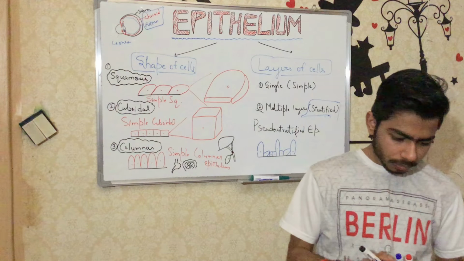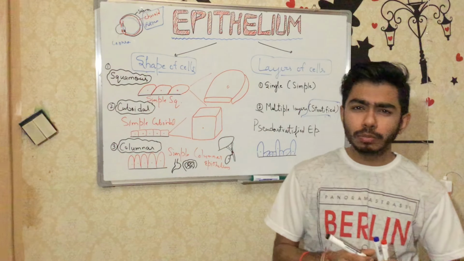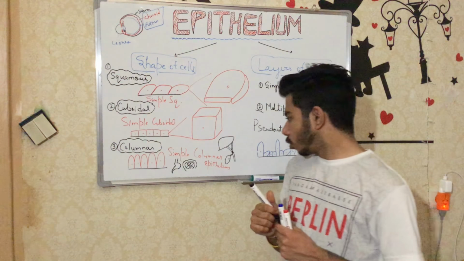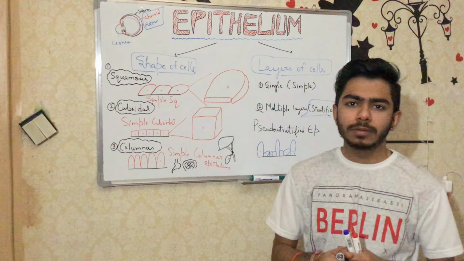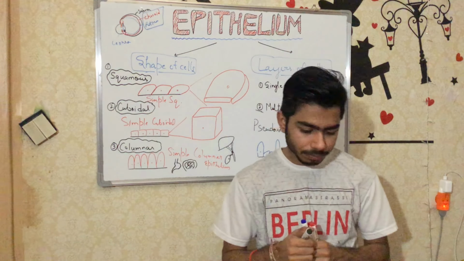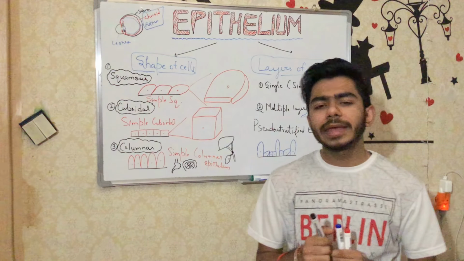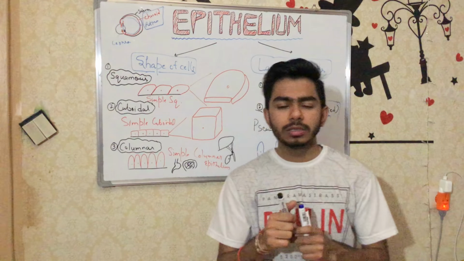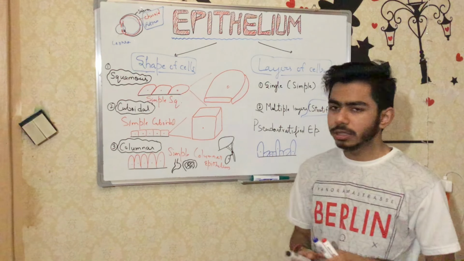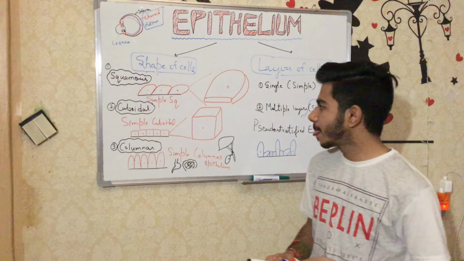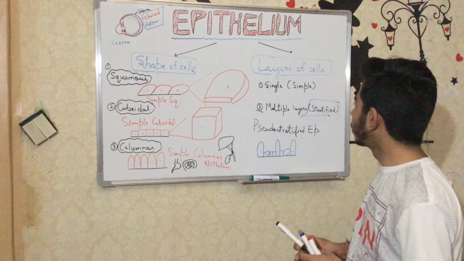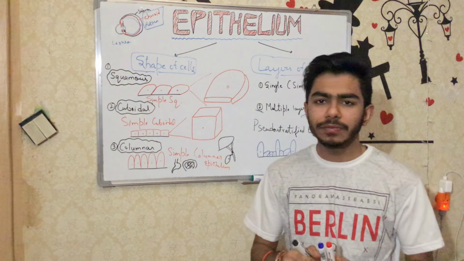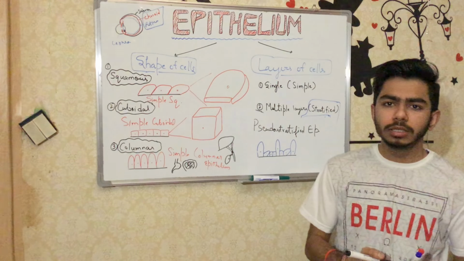Also some uterine tubes, and it could also be present in the trachea. Also, they are present in the ependyma of the spinal cord. What is the ependyma? It lines the central canal of the spinal cord. So the point to remember is that in the ependyma, simple columnar epithelium is present. Now let's talk about the location of the multiple layers: stratified columnar or cuboidal, and stratified squamous.